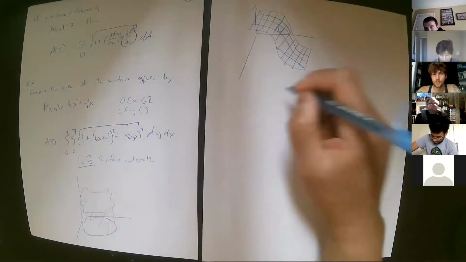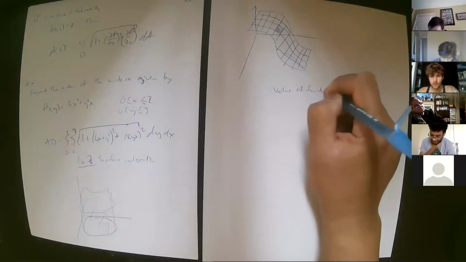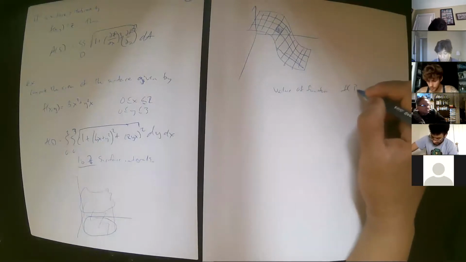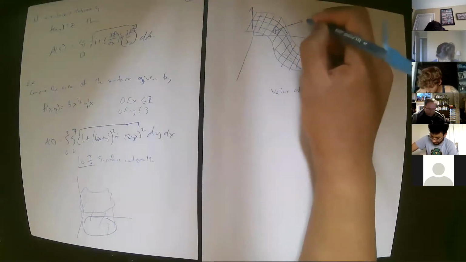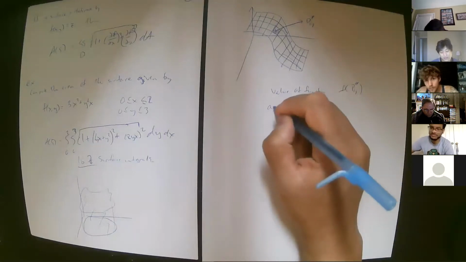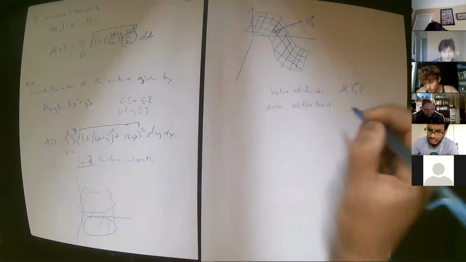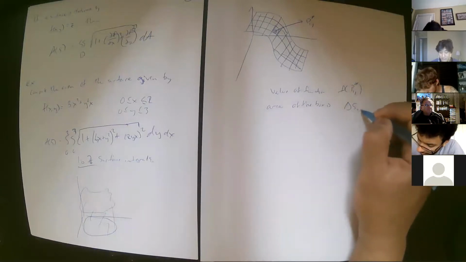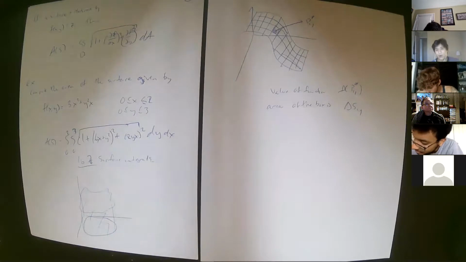So the value of the function, that's f of some point in here. This is Pij star. And the area of the box is, I'll call it delta Sij. And delta Sij goes to 0, right? I want the boxes to get nice and small.